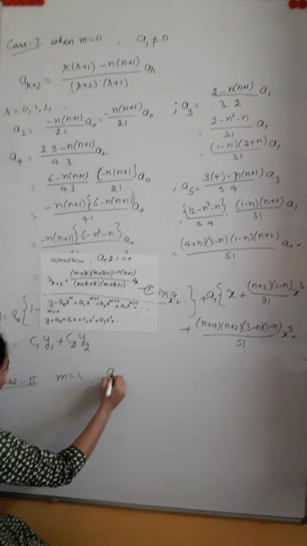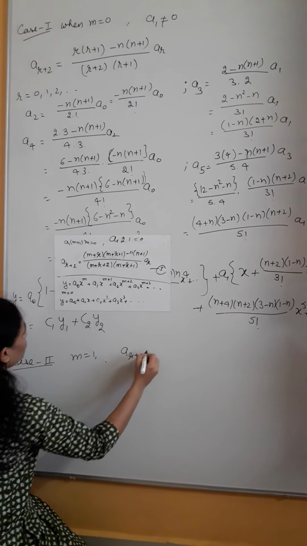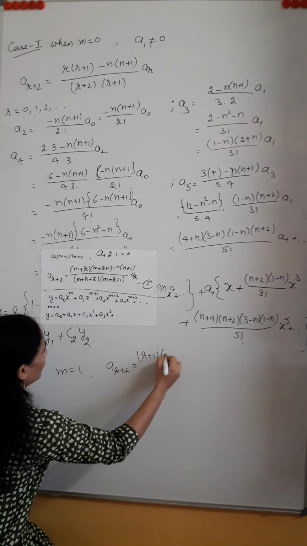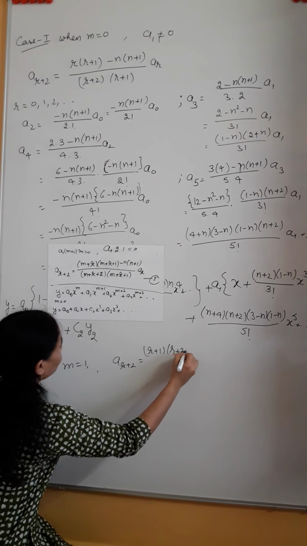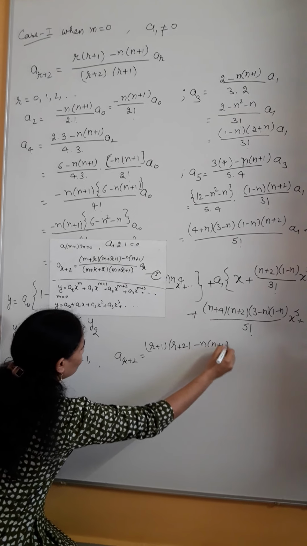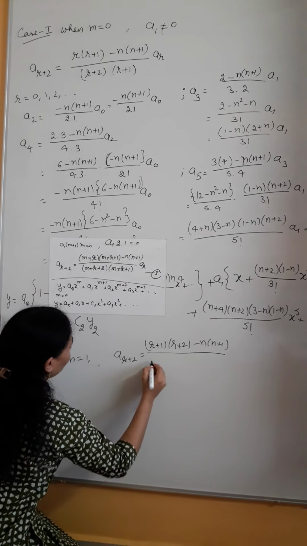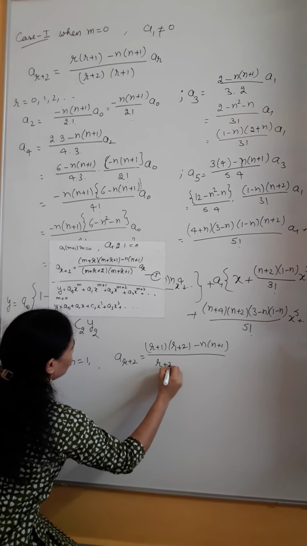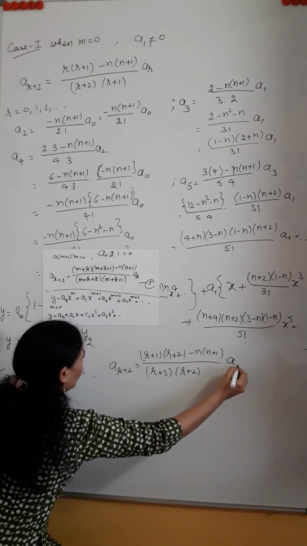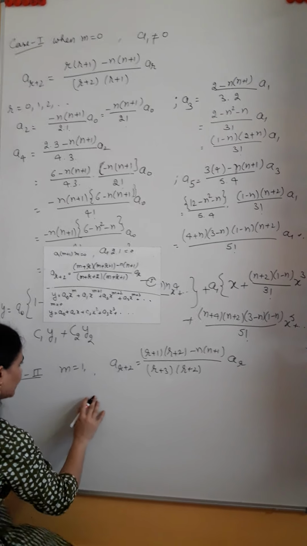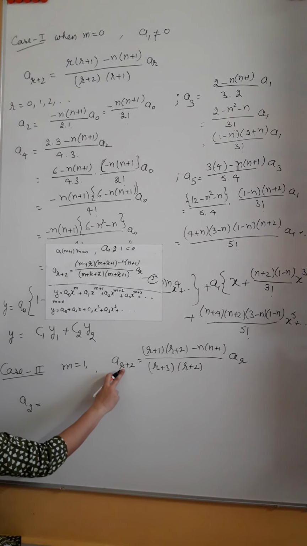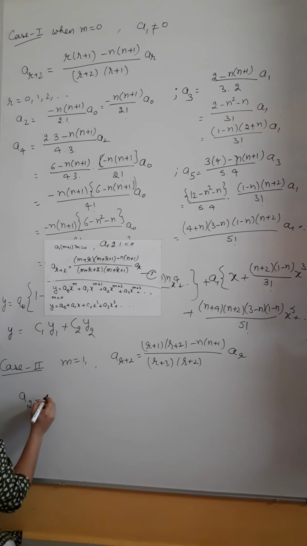So the recurrence relation becomes a_{r+2} = [(r+1)(r+2) - n(n+1)] / [(r+3)(r+2)] a_r. So let's find out a2. Check what we are getting for a2. a2 means r equal to 0, so put r equal to 0 here.